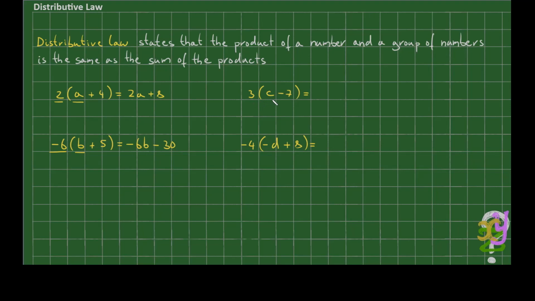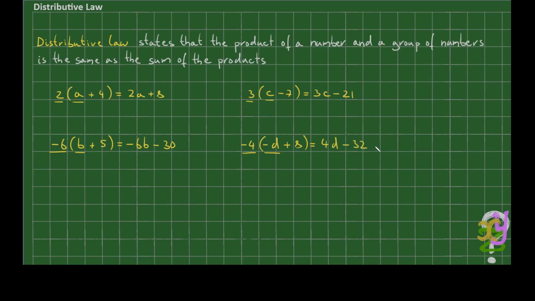Here we have 3 multiplied by c minus 7. Fair enough. Let's do it step by step. Everything outside of the bracket needs to be multiplied by everything inside the bracket. So 3 multiplied by c will give me 3c, and then 3 multiplied by negative 7 will give me negative 21. And the final example, we have negative 4 that will be multiplied by negative d. Recall that negative multiplied by negative will give me a positive, so this is a positive 4d. And then we have negative 4 multiplied by positive 8, that will give me negative 32.